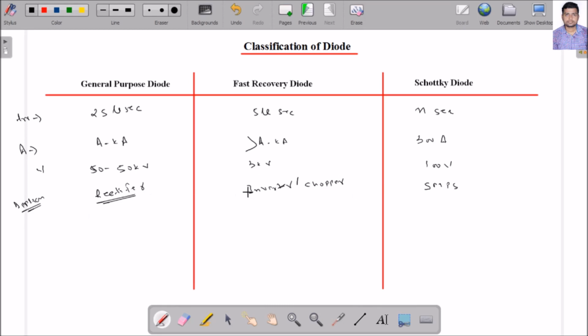So in today's class we have discussed what is signal diode, then we have discussed what is power diode, then we have seen the recovery characteristic of the diode, then we have calculated what is the stored charge present, then we have classified the diode.